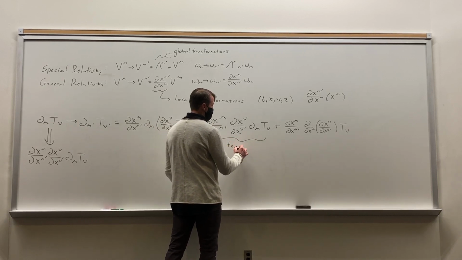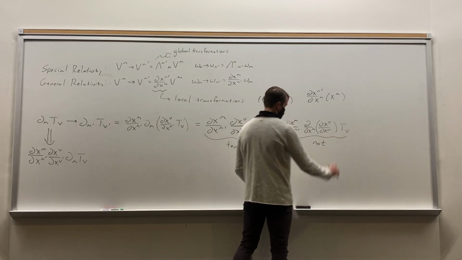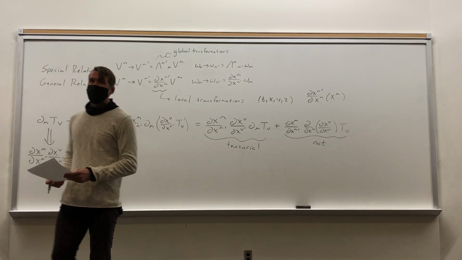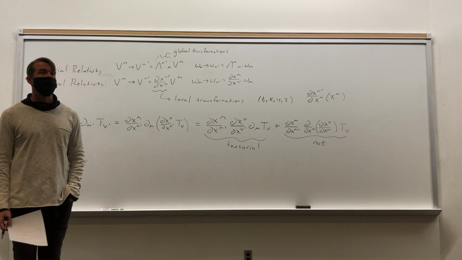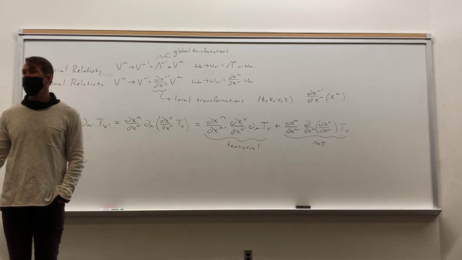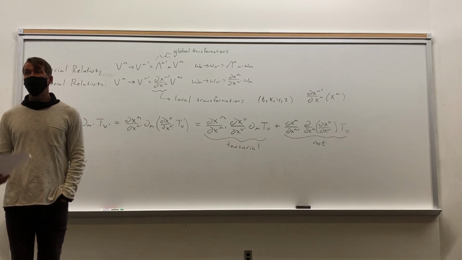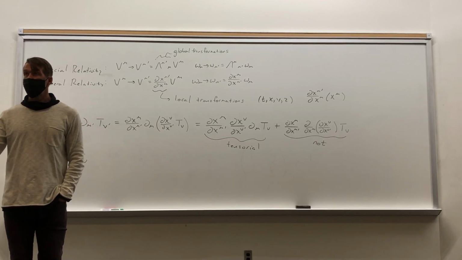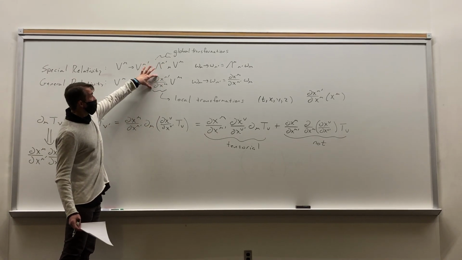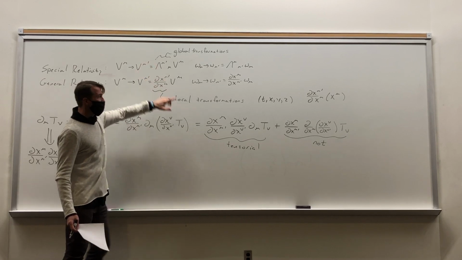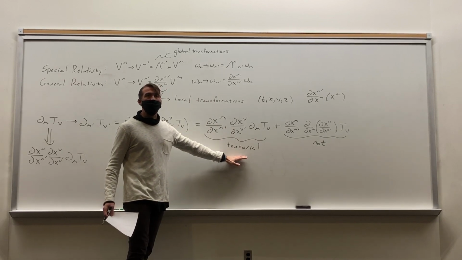This is tensorial, this is not. Unless, what? The derivative of the rotation matrix is 0. Or better still, if you're dealing with a global transformation. Because for a global transformation, the form of this is just a bunch of constants, so this derivative would be 0, and it would transform like a tensor.